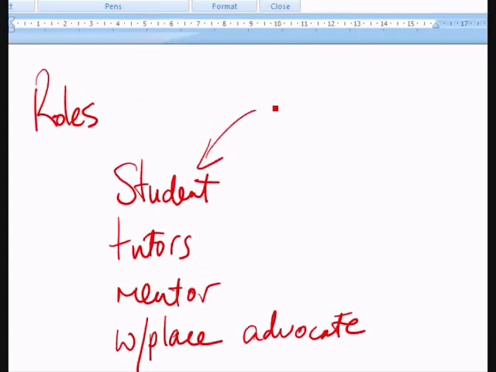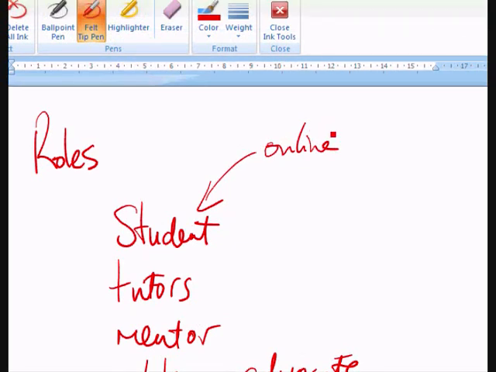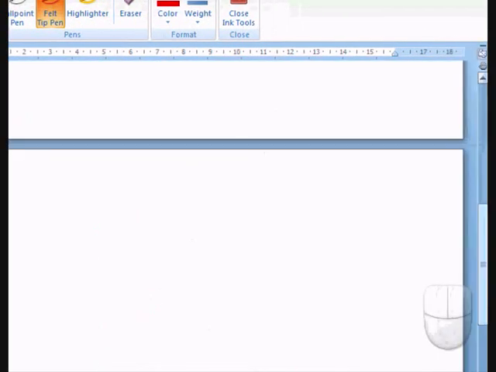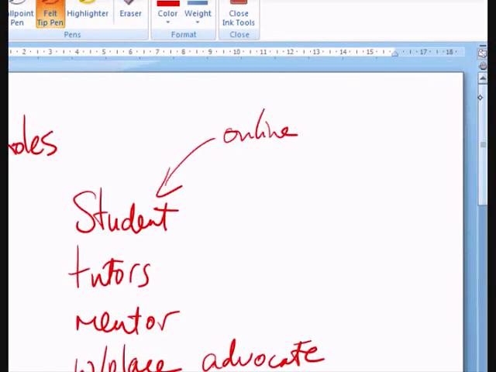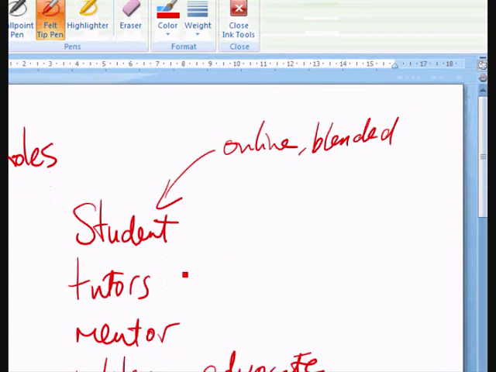So obviously the student is somebody who's online, but we're doing blended learning basically. So we're doing this mix between face-to-face and opportunities for face-to-face. We expect that students will want face-to-face, but we want to be able to take a student fully online. Okay, so let's look at the tutors then.